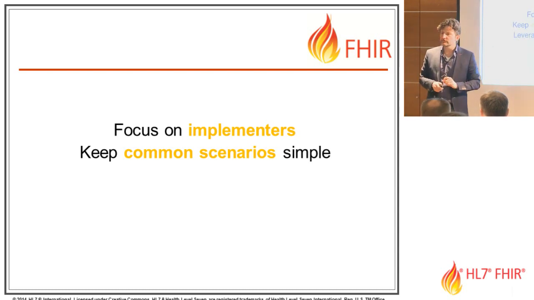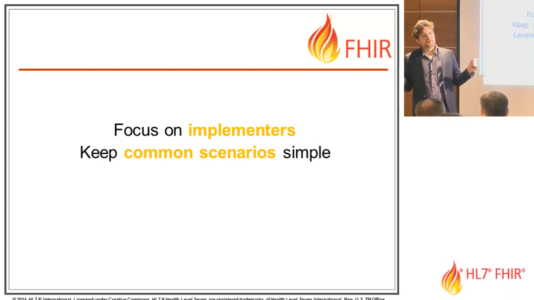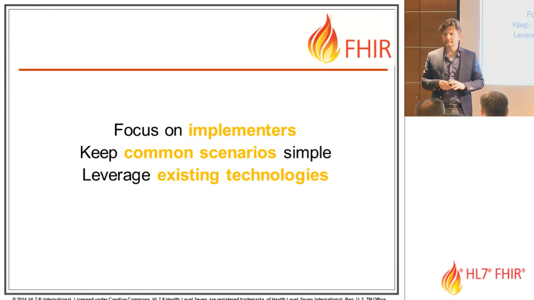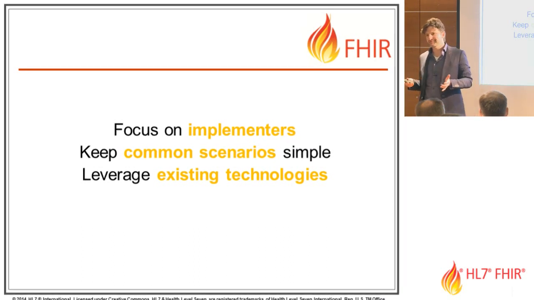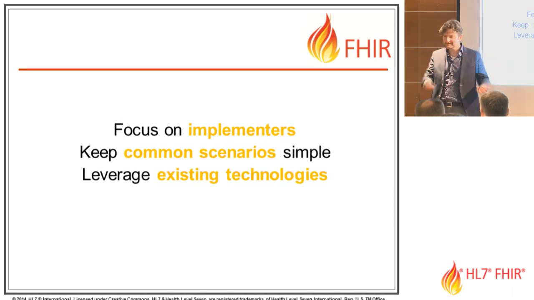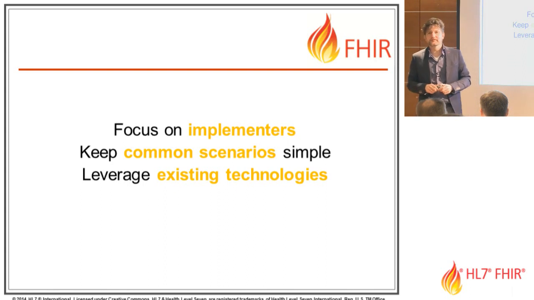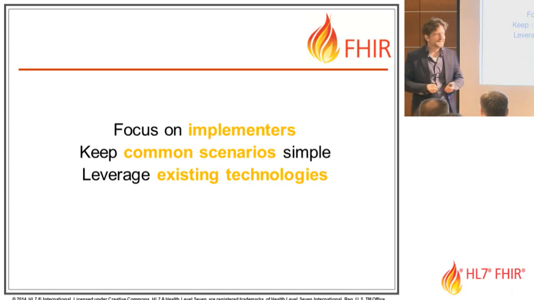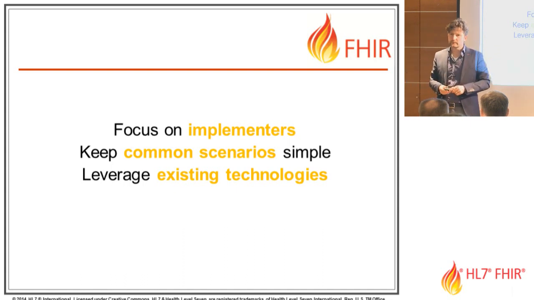Leverage existing technologies. Well, everyone likes to invent their own stuff, right? And this is what HL7 as an organization did. Any existing technology was maybe not good enough. So we always can find reasons not to use an existing technology and invent something yourself. Inventing something yourself is fun. I like doing that. But we wanted to try as much as possible to say, no, we're not going to do that. We're going to make sure that what we do works with existing technologies.